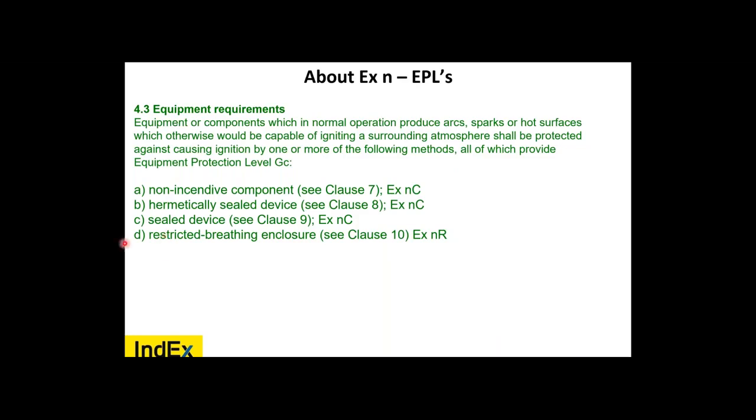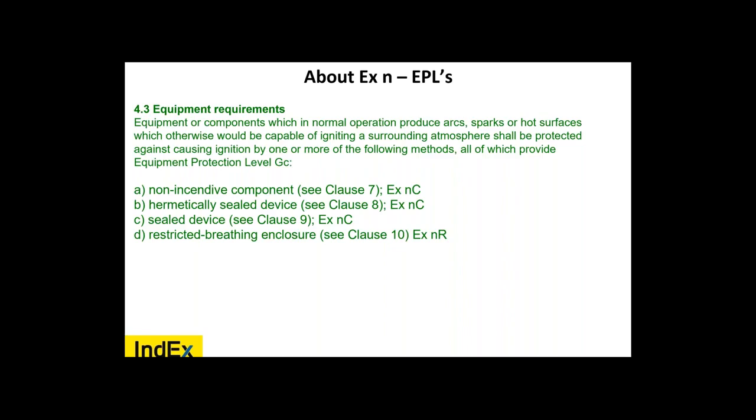Now, EXN 4.3, we talked about the EPLs. So once again, non-incentive, hermetically sealed, sealed, and restricted breathing. NC, NC, NC, and R. The standards have significantly changed because they're trying to remove the confusion. I know many of you right now are probably confused. This can take multiple hours to go over.